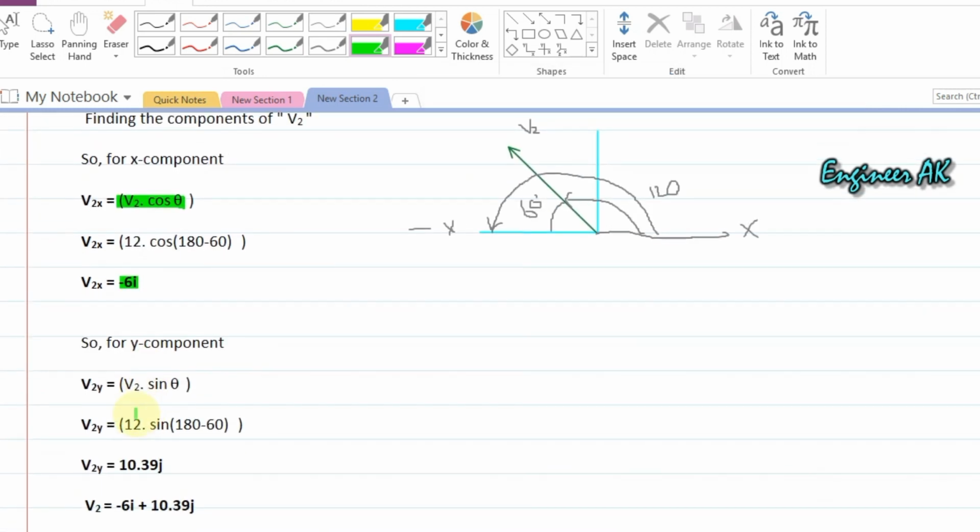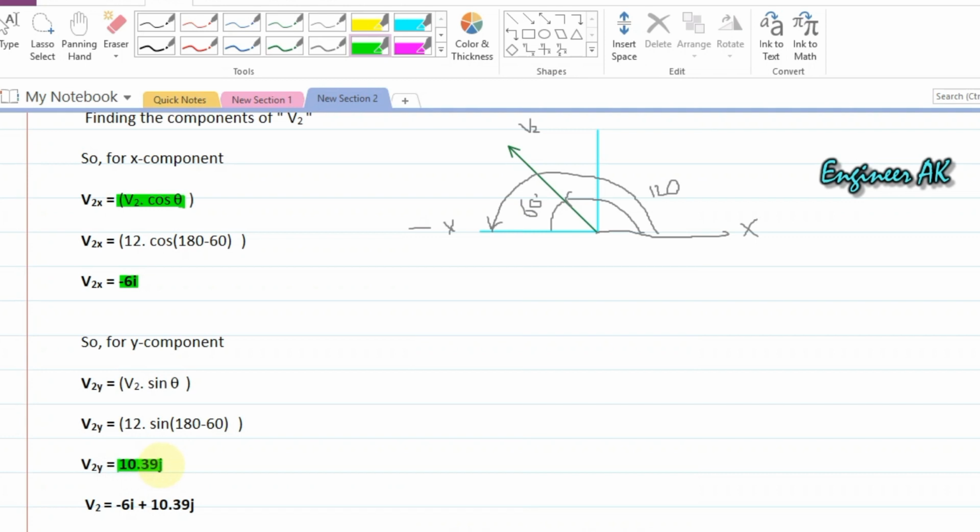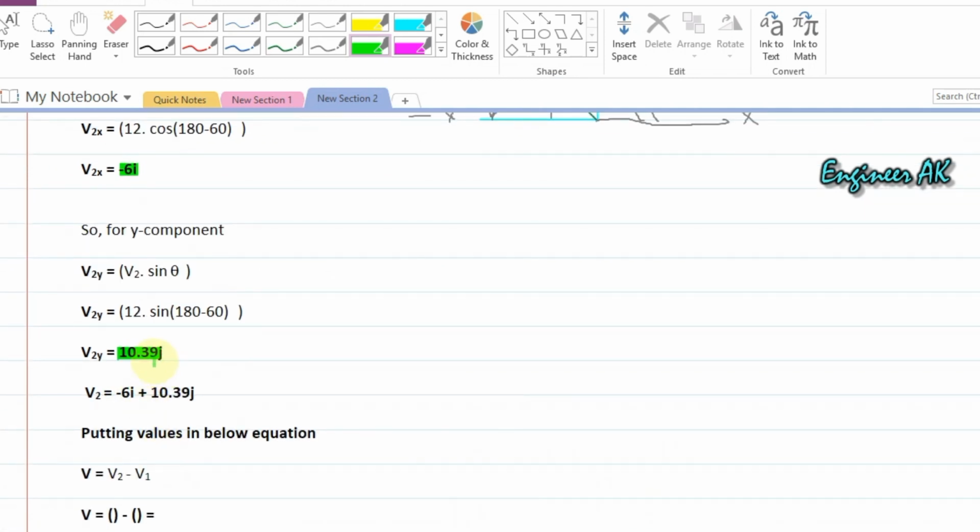And similarly for the y component, I just put sine instead of cos, I will just plug in sine, so I get 10.39, and it is written over here as 10.39j, right. Now you know why I have put j here, because it is the unit vector in the y direction, and i represents the unit vector in the x direction.